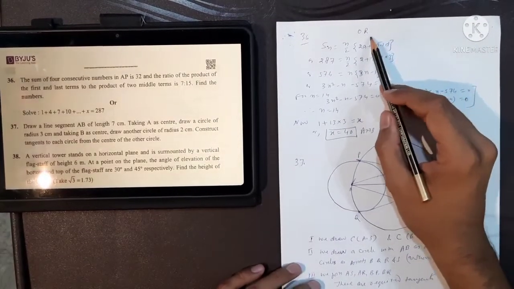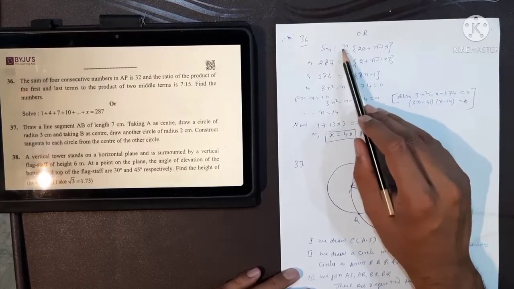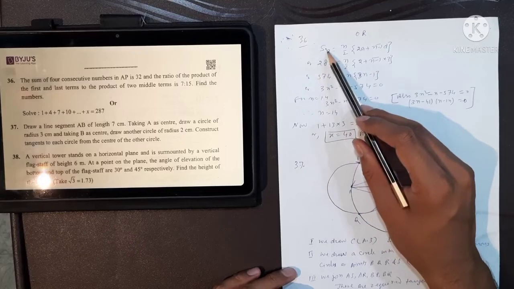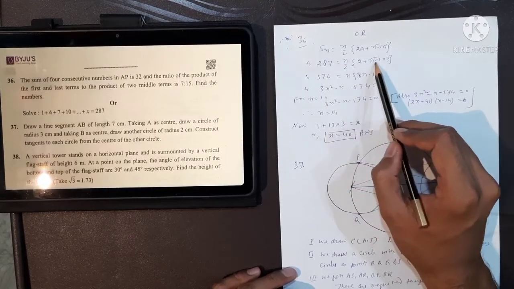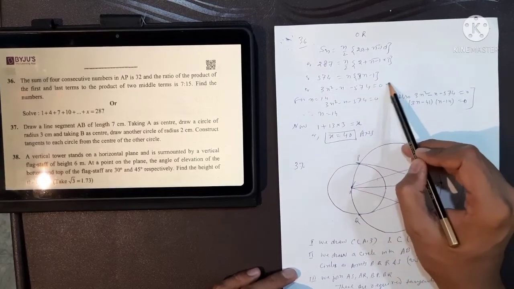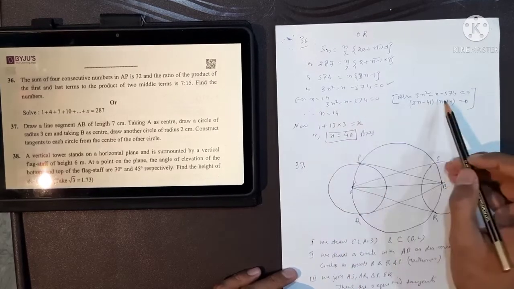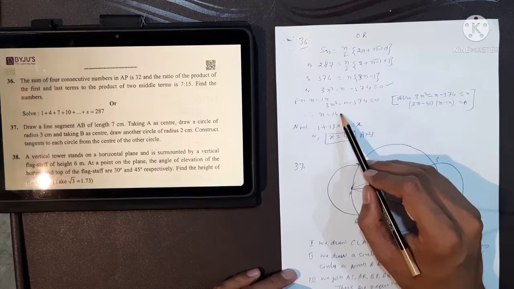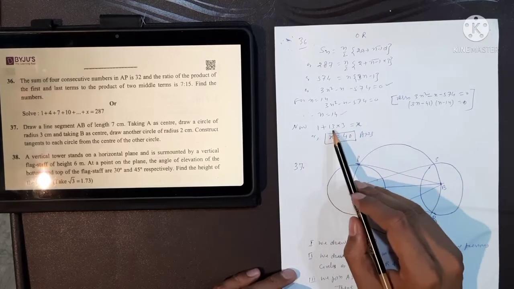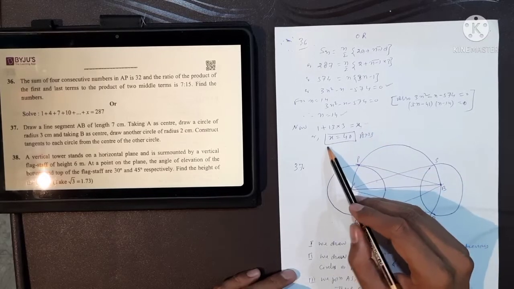Question number 36, or part. We know the formula for the sum of n terms is Sn equal to n by 2 into 2a plus n minus 1 into d. We are already given the sum as 287. We proceed to calculate the value of n. We get this quadratic equation, and by hit and trial we get n is equal to 14, and therefore upon solving we get 1 plus 13 into 3 is equal to x. Therefore x comes out to be 40.